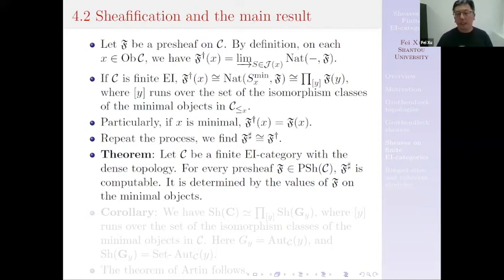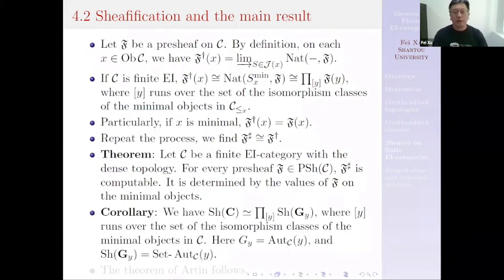So basically, it doesn't have much to do with the structure. Well, I mean, no, I shouldn't say that. The sheafification of the pre-sheaf is determined by the value of the pre-sheaf on the minimal objects, and you have a formula to tell you what the other values are. So we get the equivalence that we promised earlier.